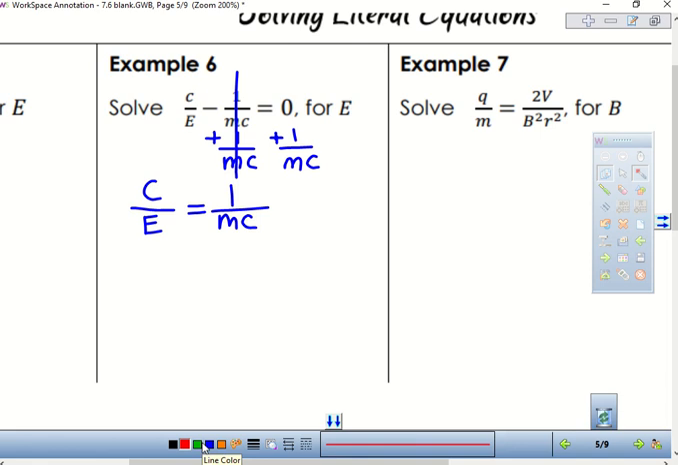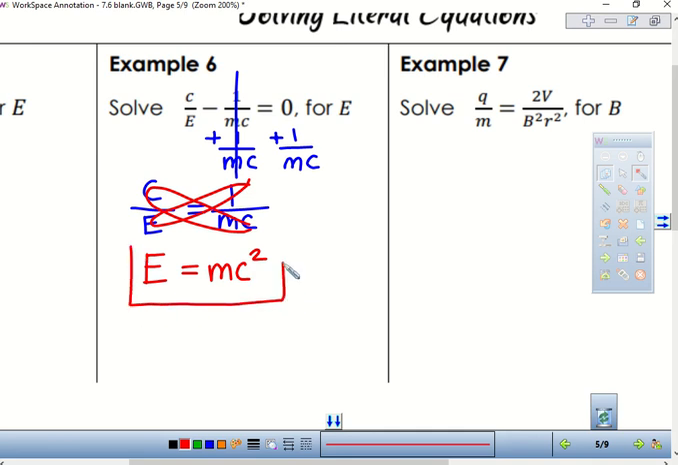Now I can cross multiply, because the only time you can cross multiply is when you have an equal sign between two fractions. So cross multiply, and that leaves me with e is equal to mc squared. And that's a legitimate formula. So yeah, that's what it comes out to be. E equals mc squared. So any questions about that one?